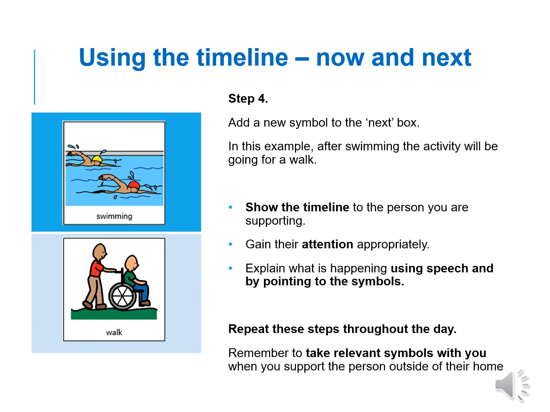Step 4. Add a new symbol to the next box. In this example, after swimming, the activity will be going for a walk. Pop that symbol for walk in the next box and your timeline will look like this. So swimming at the top is happening now, going for a walk is happening next.